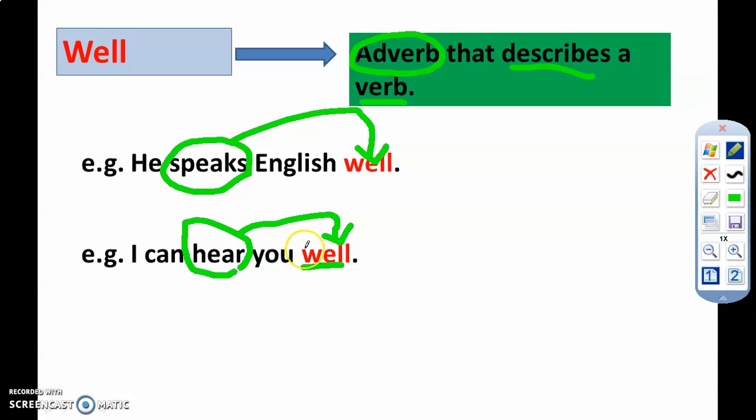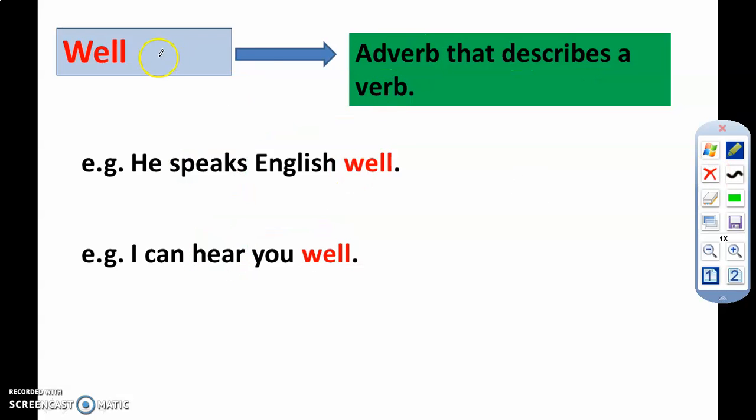Usually the adverb well comes at the end of the sentence, not like the adjective good, which is usually before the noun. So I repeat, we said well is an adverb and it describes a verb, and usually it comes at the end of the sentence. So this is for the adverb well.